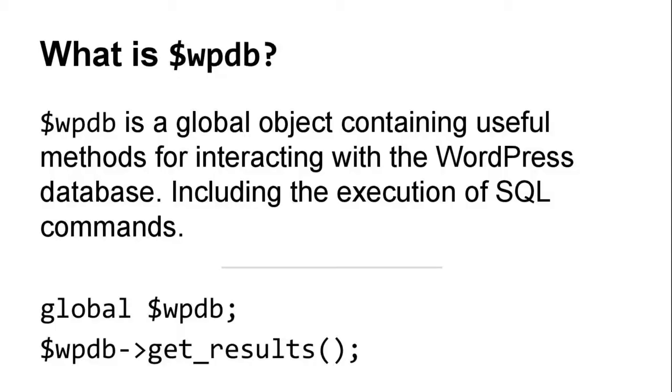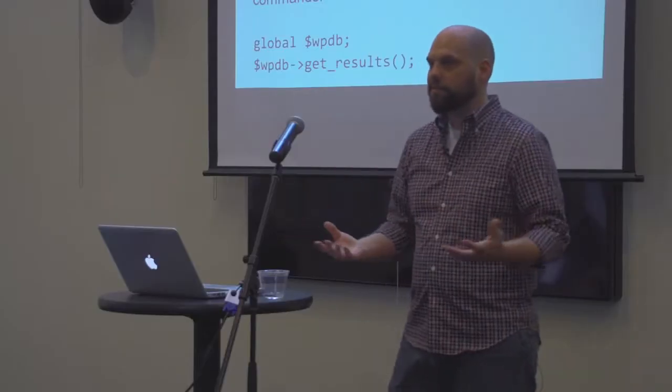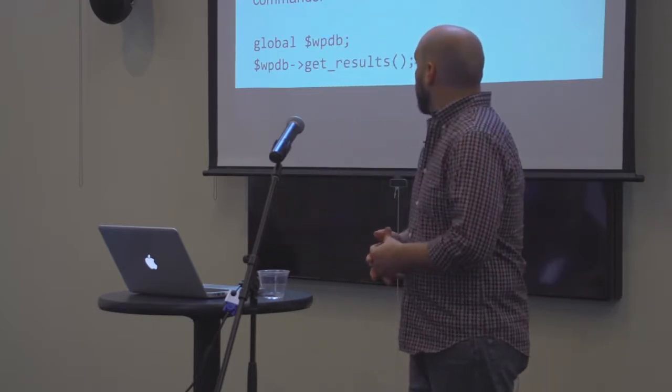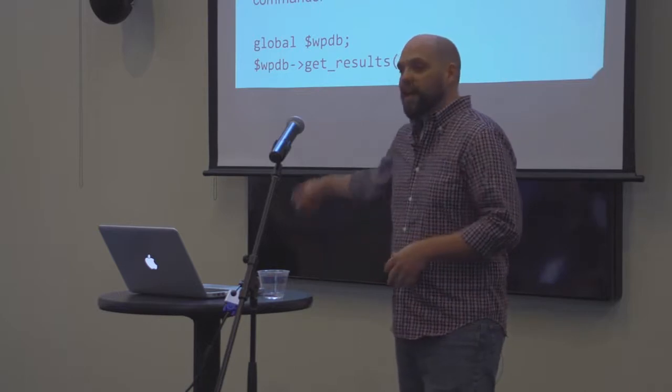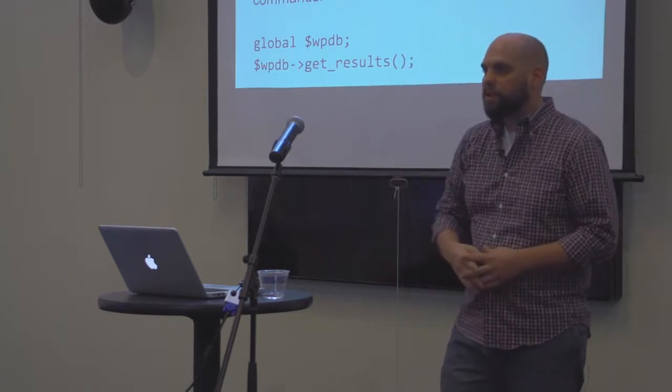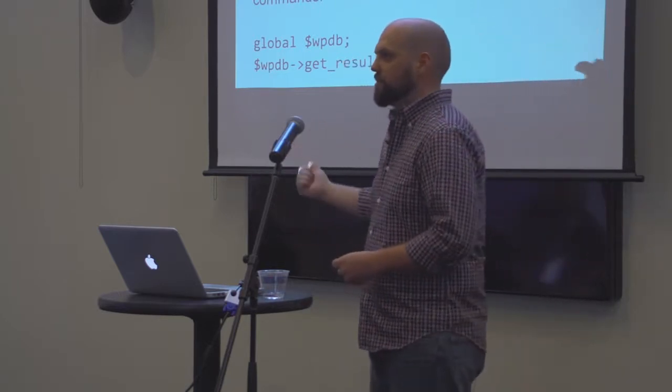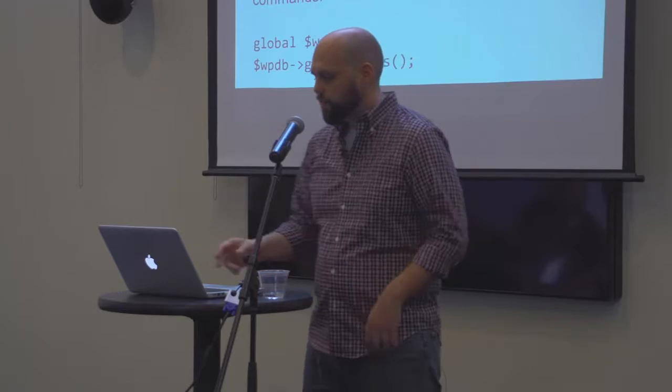What is wpdb? wpdb is a globally instantiated WordPress object that's available in PHP, and it includes a bunch of methods and properties that are extremely helpful when executing database queries in WordPress. A real simple example of that, we would access the object using the global keyword, and get_results is a very common method where we can execute almost any type of SQL query.